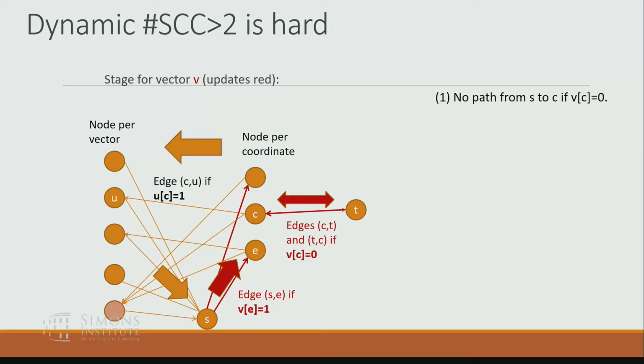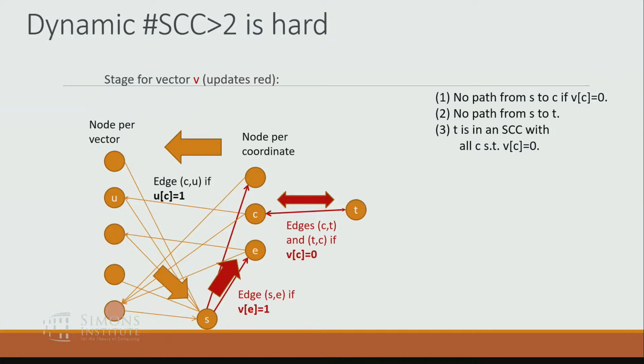First of all, there is no path from s to c if the current vector has a 0 in c. Because in order to go from s to this part over here, you can only go to a coordinate in which you have a 1. And then you jump to some other vector and then go back to s. But then again, you can only go to a coordinate in which you're 1. So you'll never go to a coordinate in which you're 0. And similarly, because t only has bidirected edges to coordinates in which the vector is 0, there's no path from s to t.